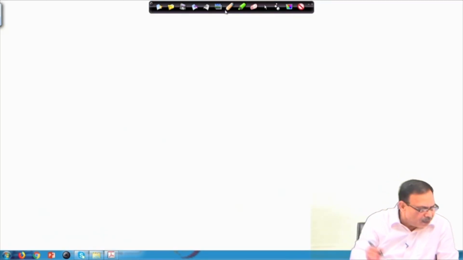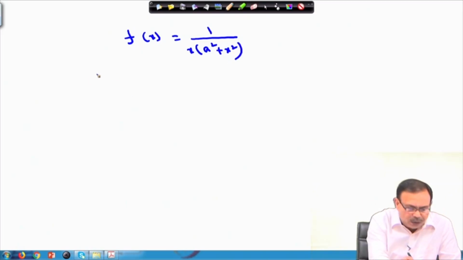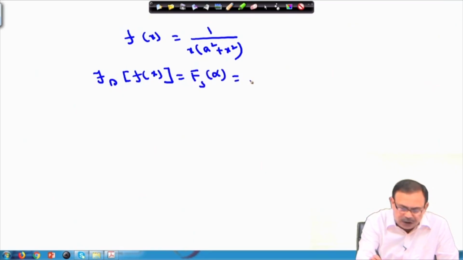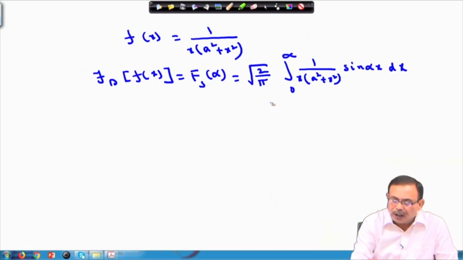Let us see it. So, effectively it is given to you, your f(x) is 1 by x into (a square plus x square). So, the Fourier sine transform of f(x), which you can write down as capital F_s of alpha, from the definition is equal to root over 2 by pi, integral 0 to infinity, 1 by x into (a square plus x square), into sine of alpha x into dx. Once I am finding the Fourier sine transform, I am multiplying by sine alpha x.